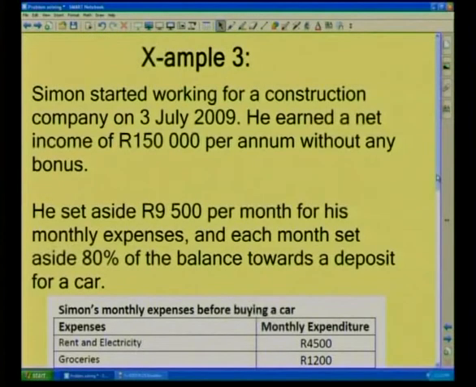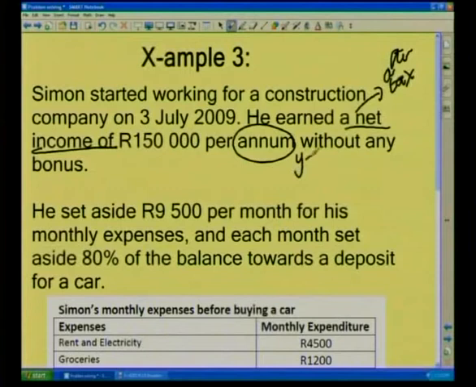Example 3. Simon started working for a construction company on the 3rd of July 2009, and he earns a net income of 150,000 per annum without any bonus. What does that actually mean? Net income means that that is after tax, and per annum is per year.